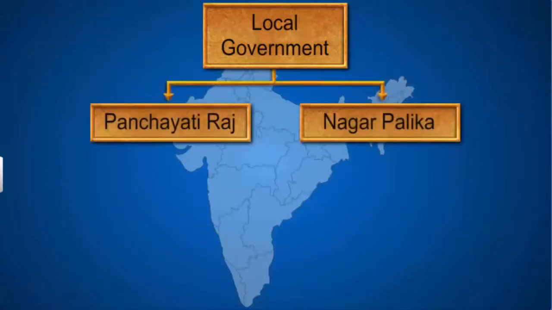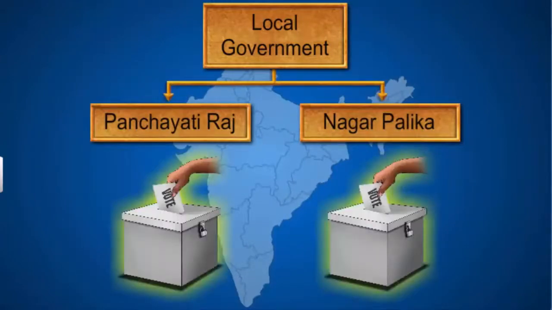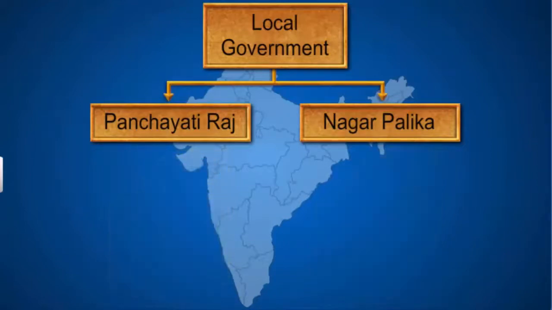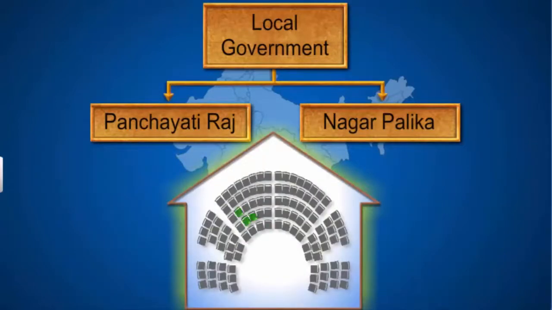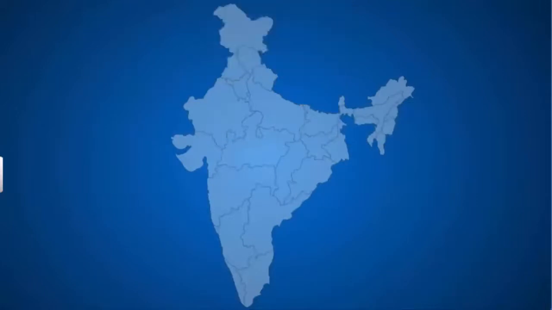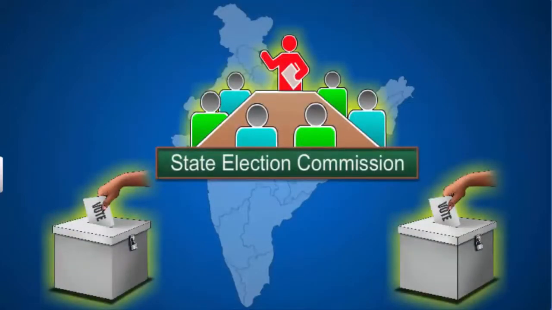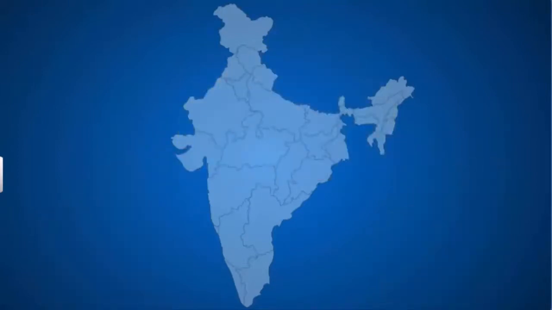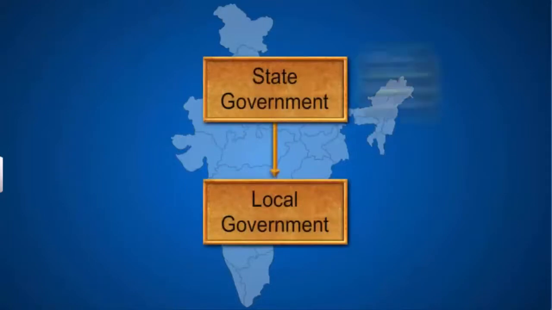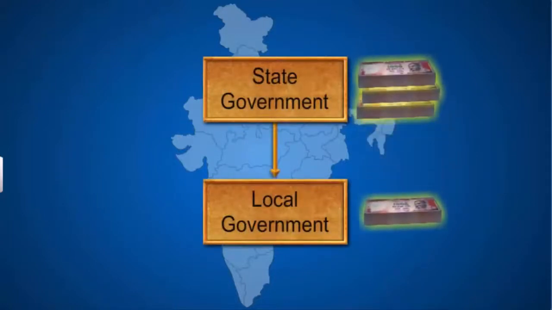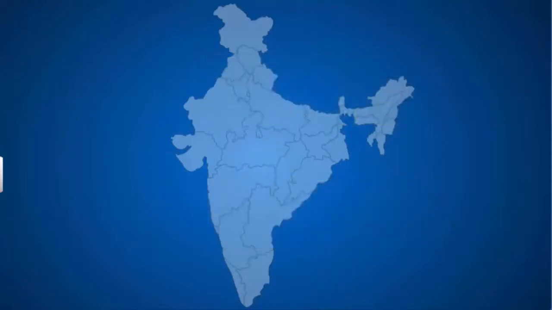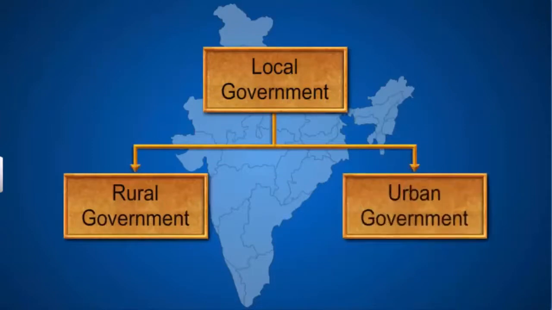According to these amendments, it is mandatory to hold regular elections for local government bodies. Seats are reserved in the elected bodies for the scheduled castes, scheduled tribes and other backward classes, and 1/3 of all positions are reserved for women. An independent state election commission has been created in each state to conduct panchayat and municipal elections. Moreover, the state governments are required to share some powers and revenue with local government bodies. Let's now take a look at the local governments that exist in rural and urban India.